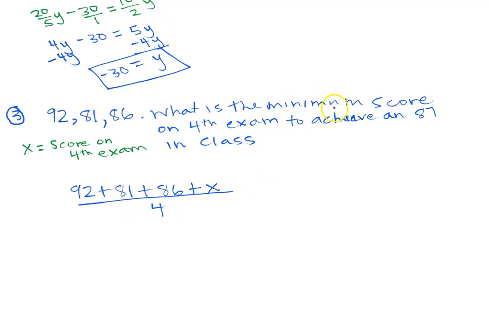Okay. And then I want to know the minimum that they can get on this. So they need at least an 87. That means they need that to be greater than or equal to 87. Right? Because if they get an 88 in the class, or an 89 or a 90, they'll be perfectly fine with that. They just want to make sure that they're above an 87. Okay, what will we do from here to solve it?